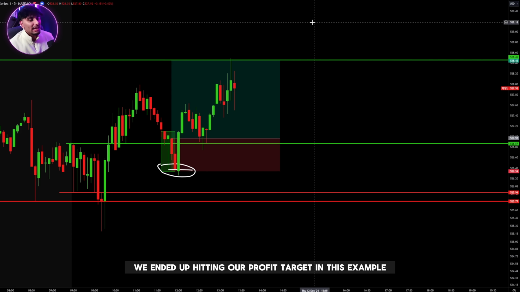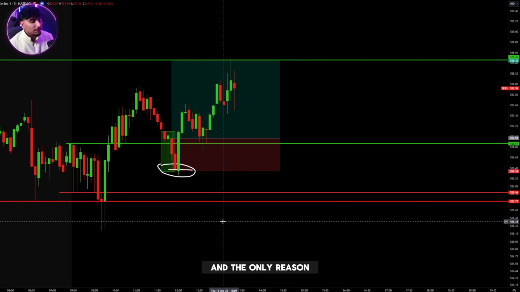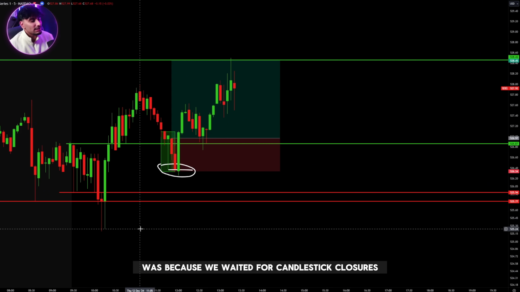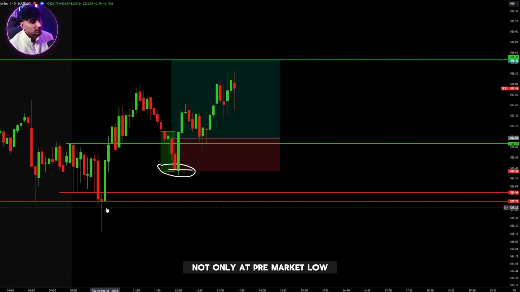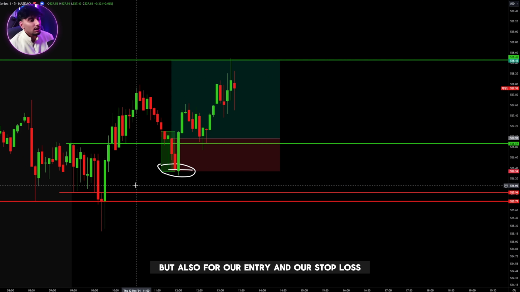And just like that, we ended up hitting our profit target in this example, which was the pre-market high. And the only reason we were able to hit that profit target was because we waited for candlestick closures, not only at pre-market low, not only for high of day, but also for our entry and our stop loss.